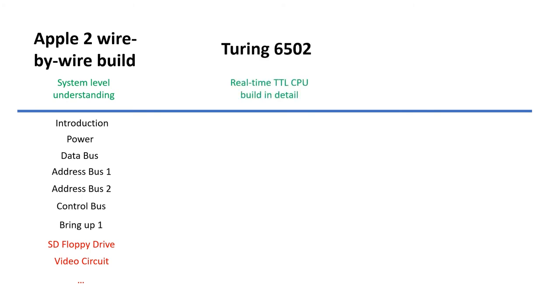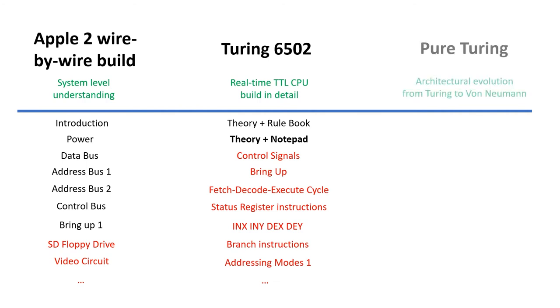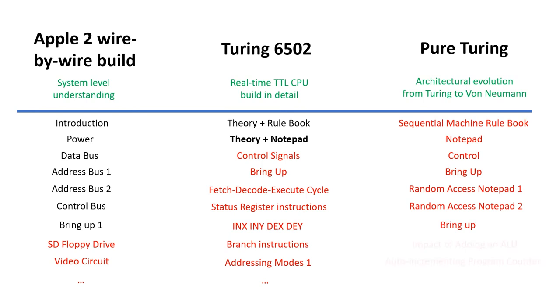This playlist is about the Turing 6502, where I build a machine based on Turing principles which can execute 6502 machine instructions in real time. After the build, we're going to focus on how to generate the rulebook. And now I'm going to be doing another playlist called Pure Turing. And this is where I walk through the architectural changes from a Turing machine to a von Neumann machine. This is for the hardest of hardcore enthusiasts.